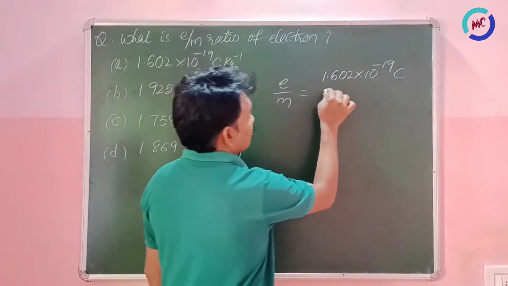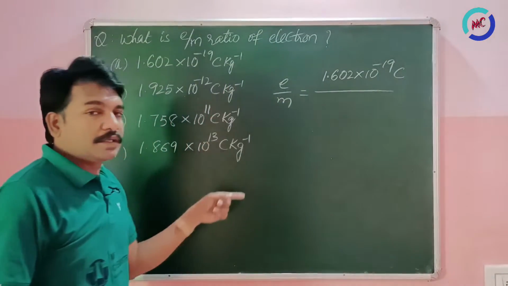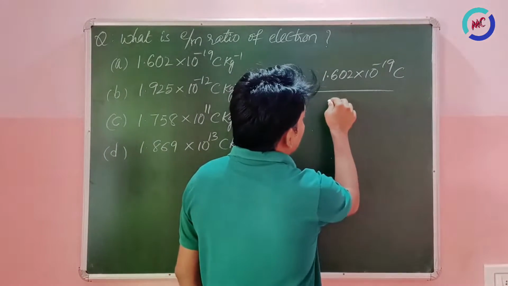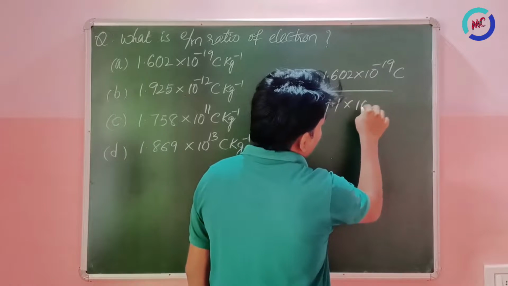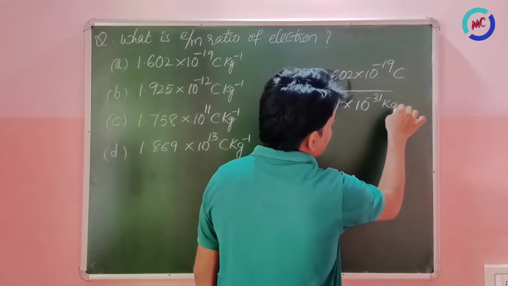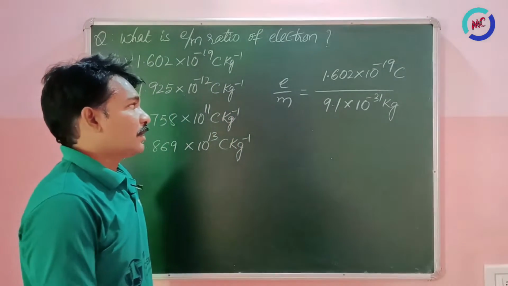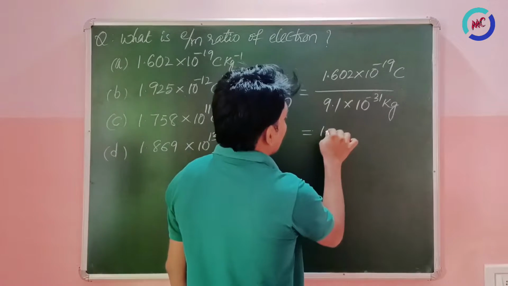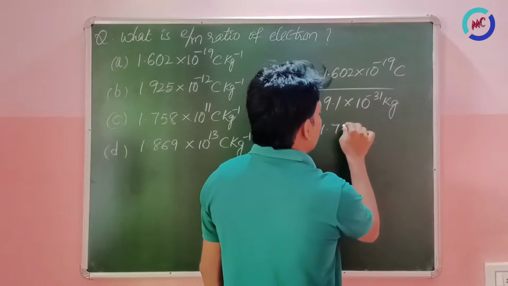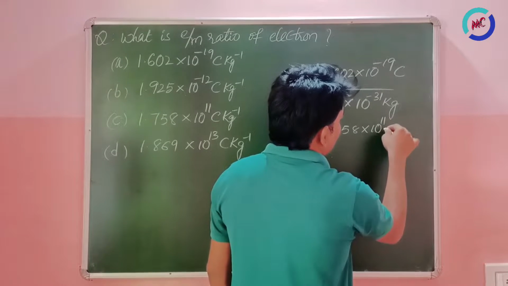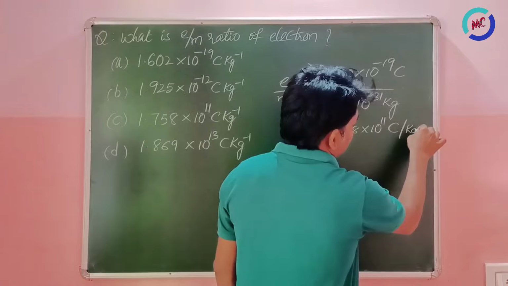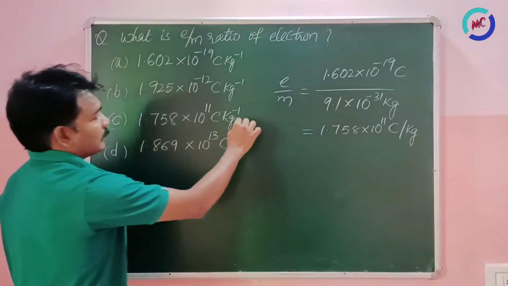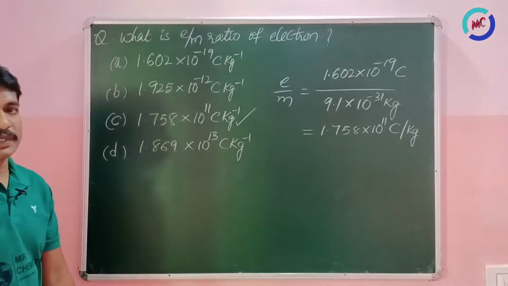And what is mass of electron? See here in the given options, they are given in terms of per kilogram. That's why we are taking the mass of electron in kilogram, that is 9.1 into 10 to the power of minus 31 kg. After simplifying these two things, we will get 1.758 into 10 to the power of 11 coulombs per kg. Okay, and see here, what is the answer here? Here the answer is the third one, that is 1.758.